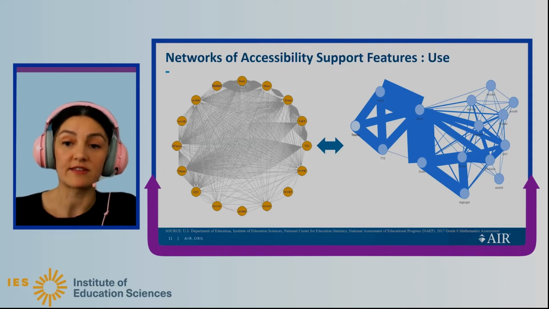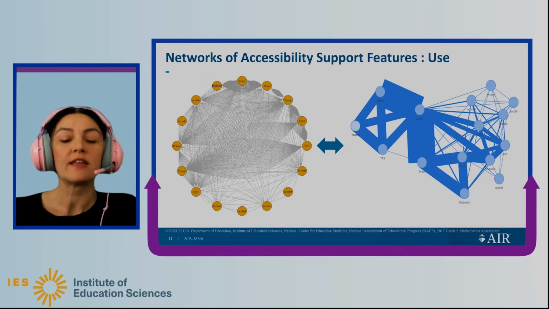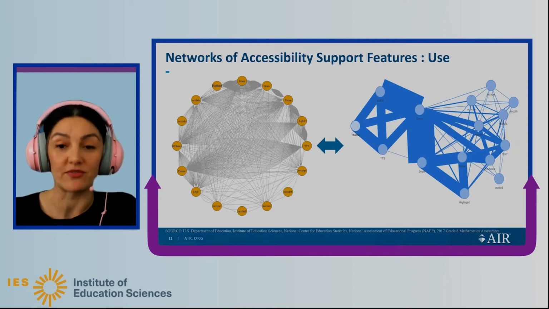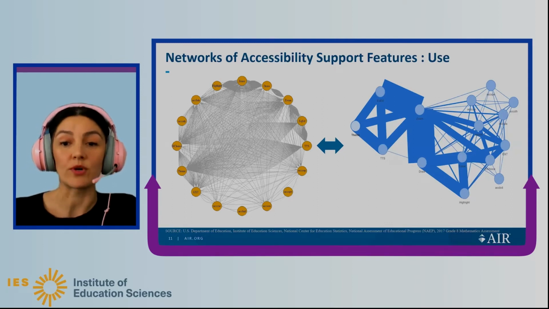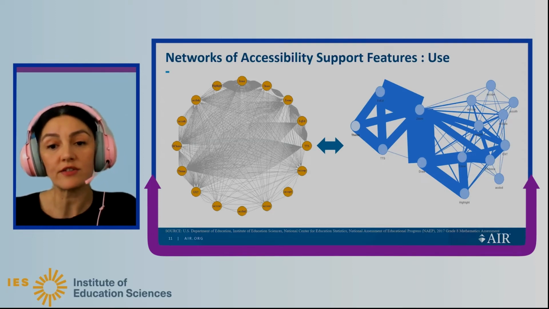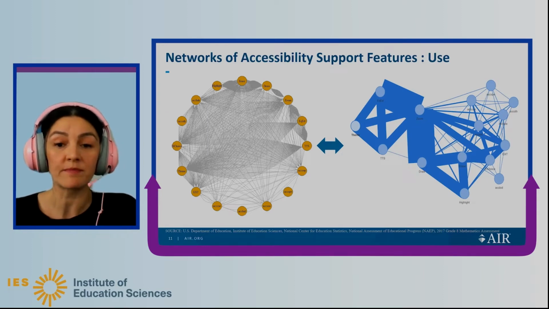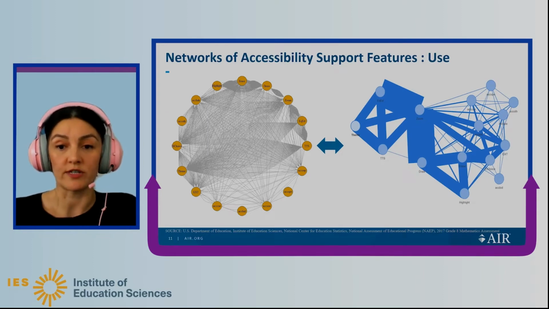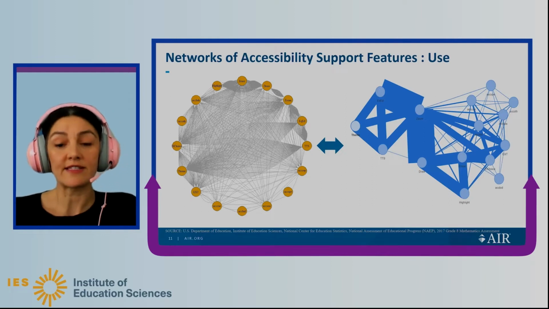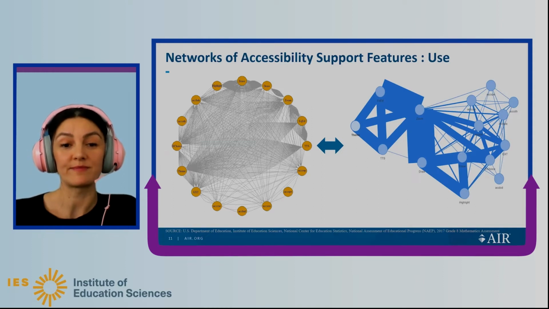We observe that there is a dense and complex network structure of accessibility features. That is to say, there are too many links between these features. The network on the right side of the slide shows that some features are heavily used and well connected, such as text-to-speech and equation editor, or zoom and draw features. This graph signals that we may have separate clusters of features. Next, let's explore if we can identify groups of accessibility features.